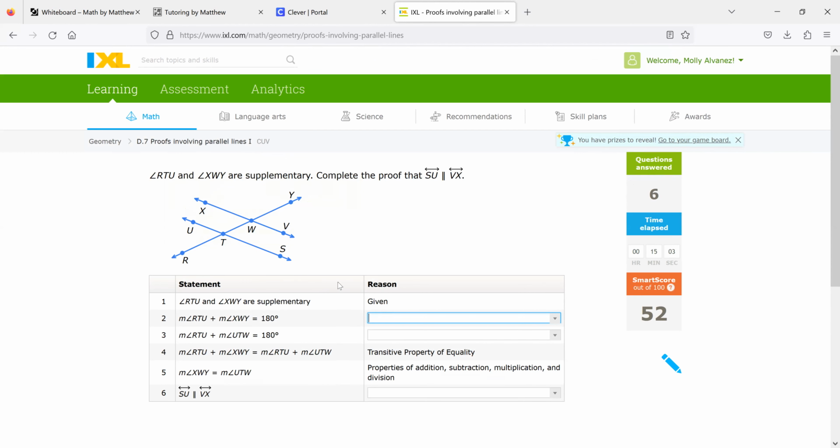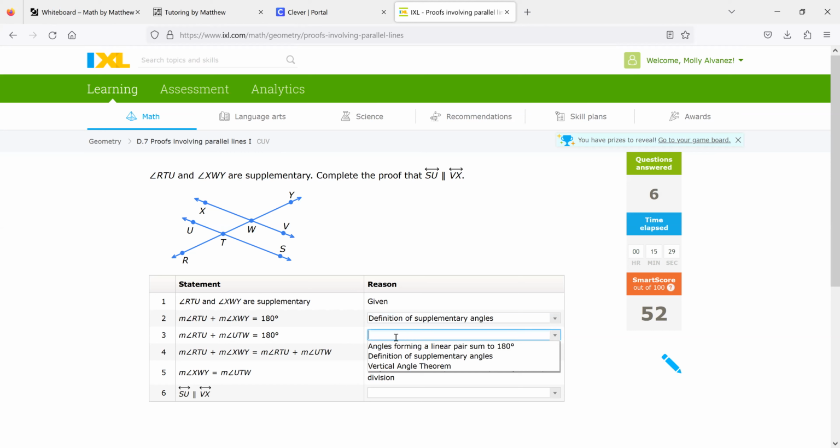Yeah. All right. So RTU and XWY are supplementary. So the next one is the definition of supplementary angles. If it's those two angles, and it is, okay. Now RTU and UTW, they are on a line. So that's going to be the definition of angles forming a linear pair sum to 180.